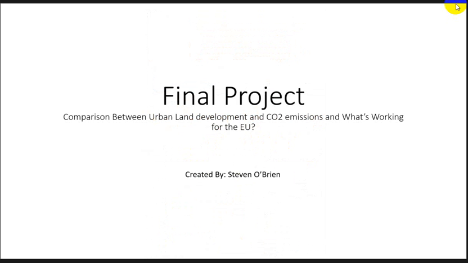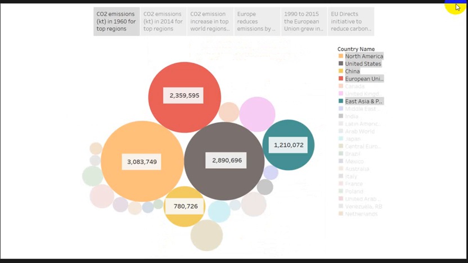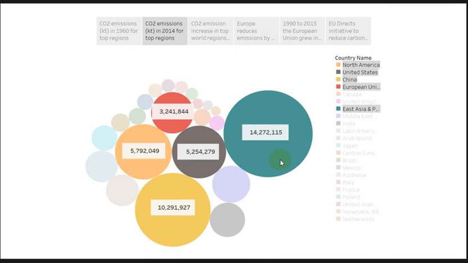And then this one here is a comparison between urban land development and CO2 emissions in the EU. Bubble chart, and you can see this was put in a PowerPoint, but it exists as a story, so you can pull interactive features. Using groupings to highlight the heavy hitters.